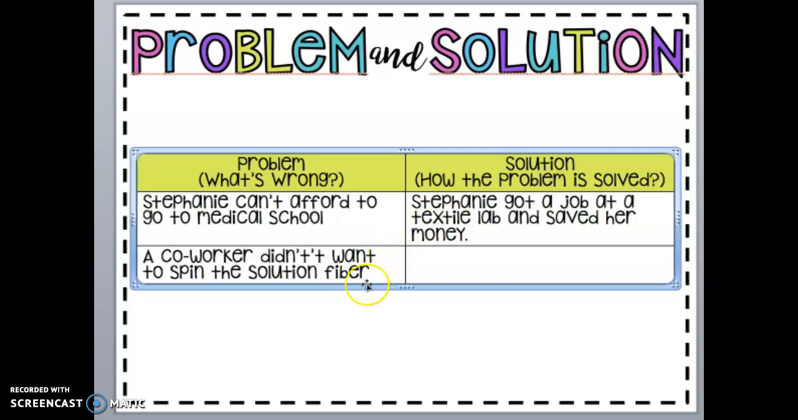Now let's do one more example together. Now here's another problem from the story. A coworker didn't want to spin the solution into fiber. Let's head back over to the text, find the problem, and see how the problem is solved.